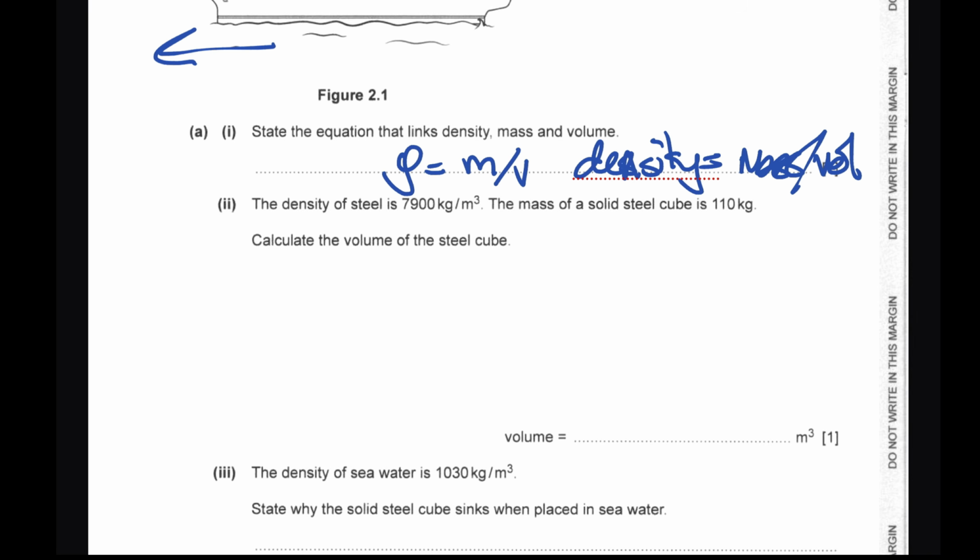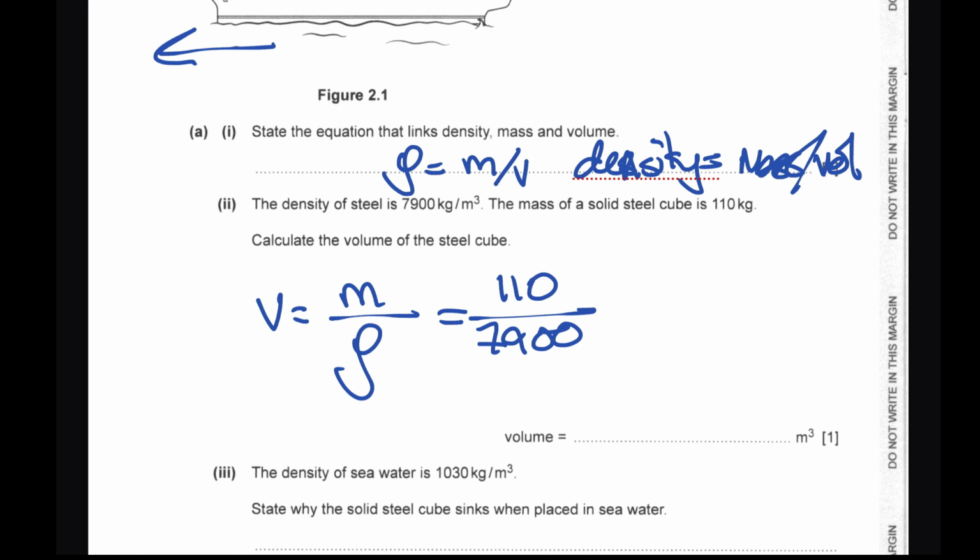The density of steel is 7,900 kg per meter cubed. The mass of a solid steel cube is 110 kg. Calculate the volume of the steel cube. So we just use the formula, density is equal to mass divided by volume. So volume is equal to mass divided by density. So mass is 110 divided by density 7,900, which gives us a volume of 0.0139 meter cubed, if my calculation is correct. Yes. All right. Let's move on. Next question.